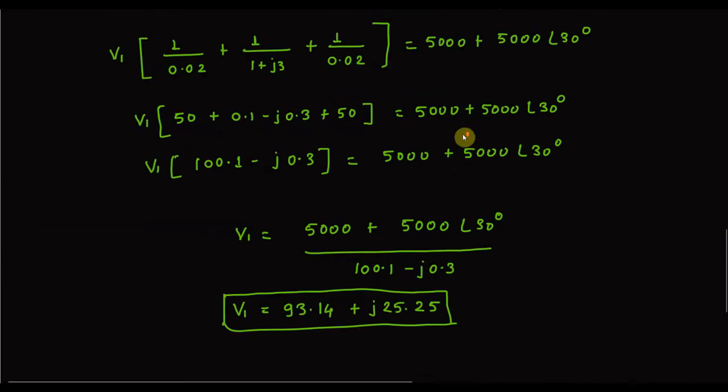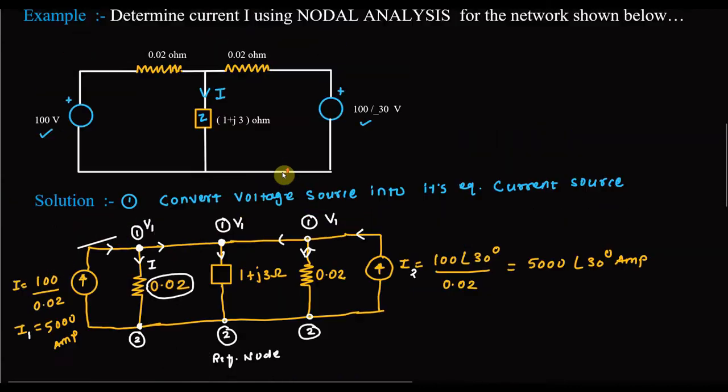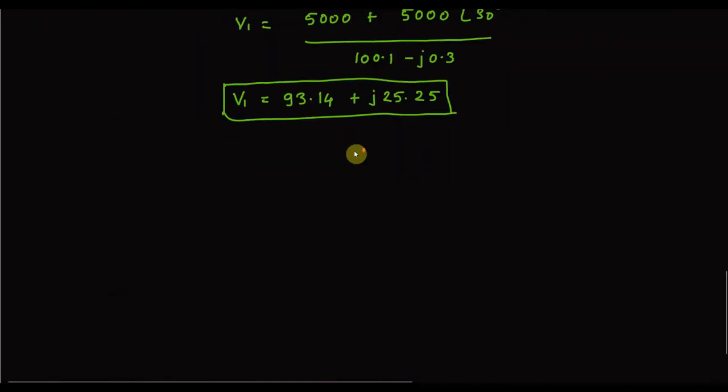Fine. But in this question, what they have asked is to determine the current I flowing through this impedance 1 plus J3 ohm. If I call this current I, it will be voltage by impedance. Which voltage? Voltage V1 divided by Z, and the value of Z is 1 plus J3. Fine. So we will see the last step.